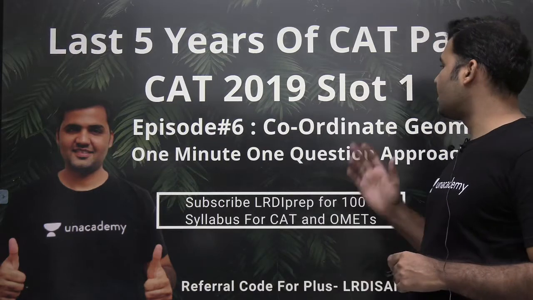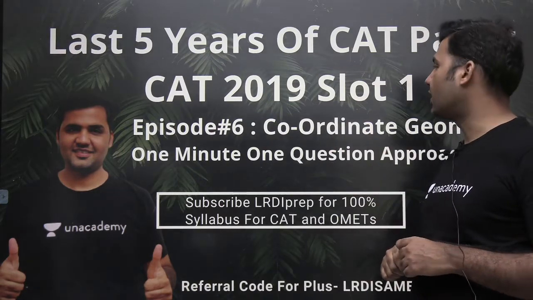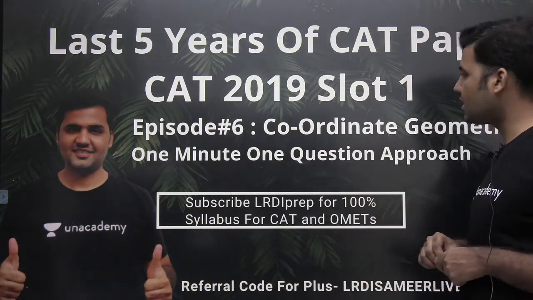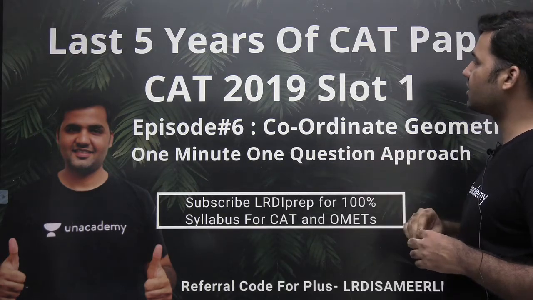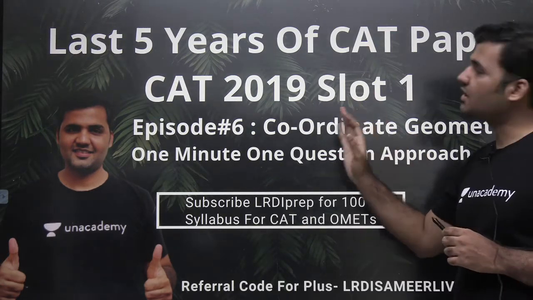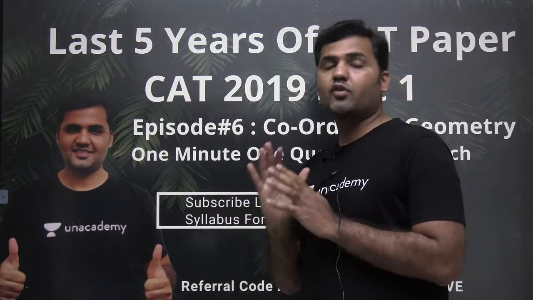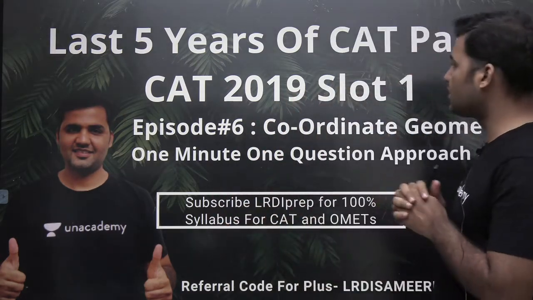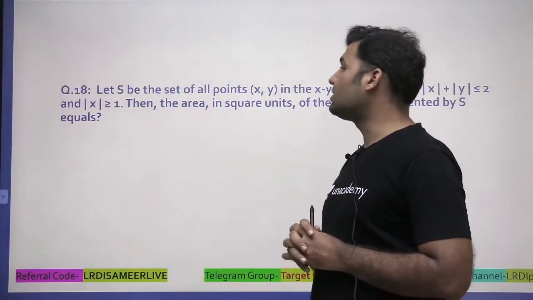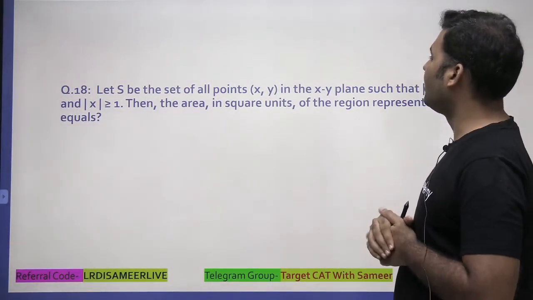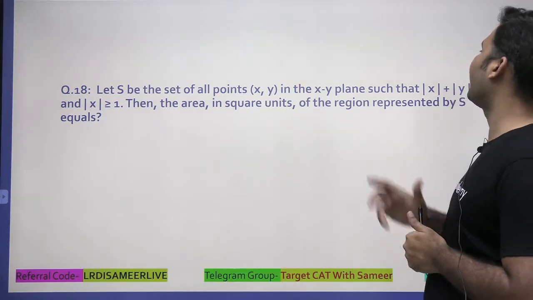So this is episode number 6 of CAT 19 slot 1, and in this video I'll be discussing questions from coordinate geometry and mensuration with a 1 minute 1 question approach. Again, the questions asked in slot 1 of 19 from coordinate geometry and mensuration are also easy compared to the other topics. Question 18 says, let S be the set of all points xy in the xy plane.